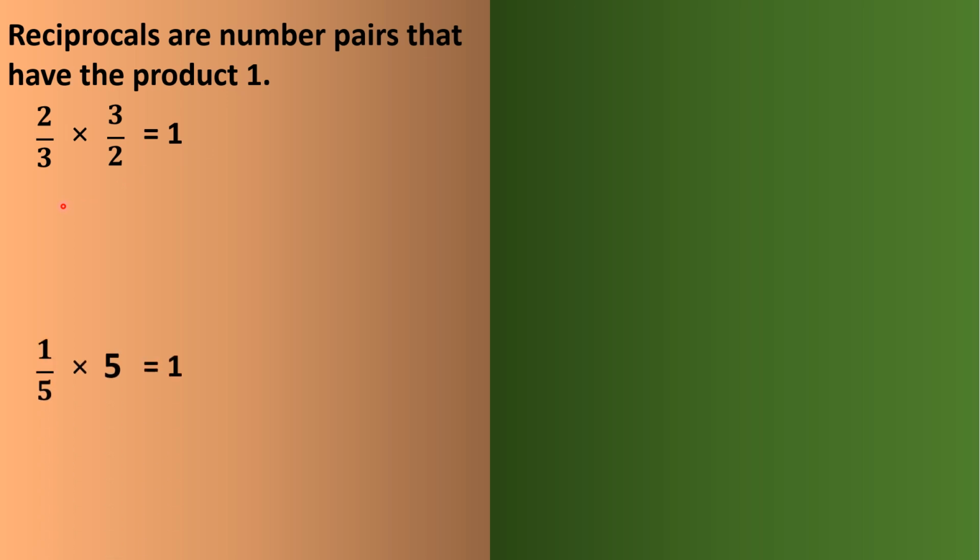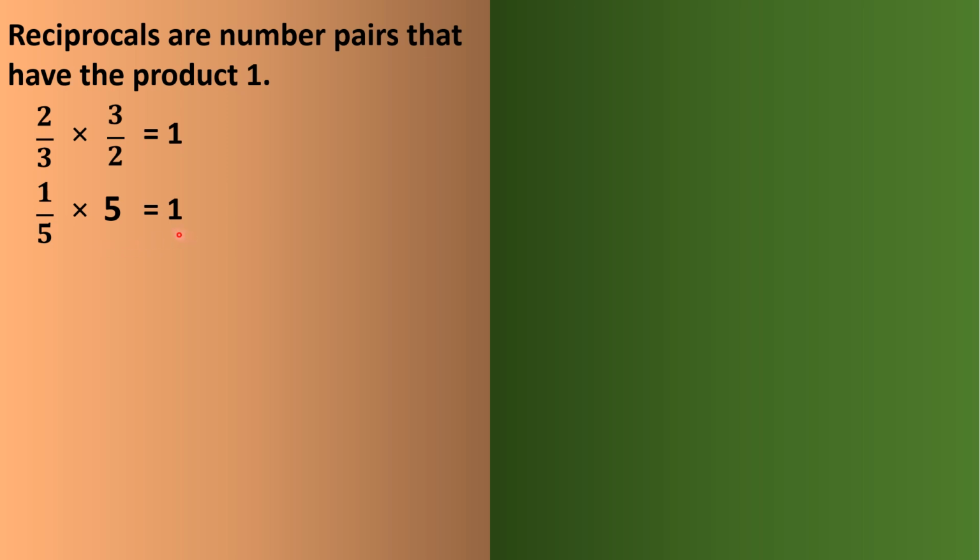One more example is here. 1 by 5. 1 is the numerator, 5 is the denominator. When we multiply 1 by 5 with whole number 5, we get the product 1. It means 1 by 5 and 5 are reciprocal to each other. So here we can say that reciprocals are the number pairs that have the product 1.